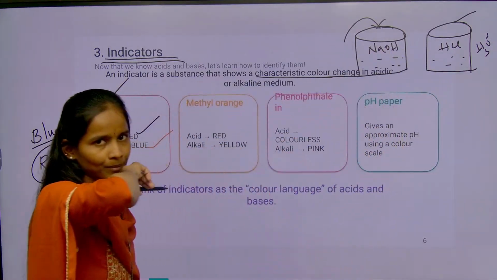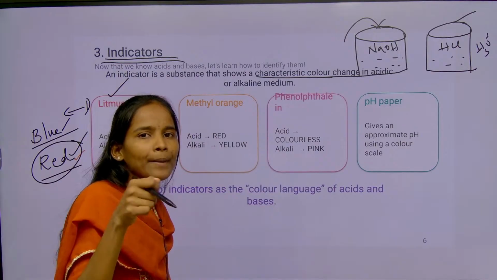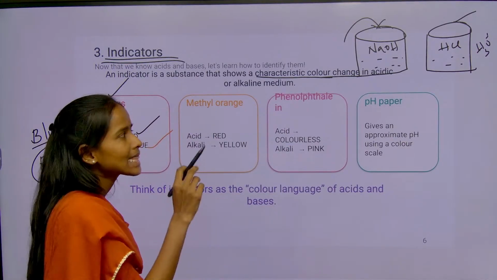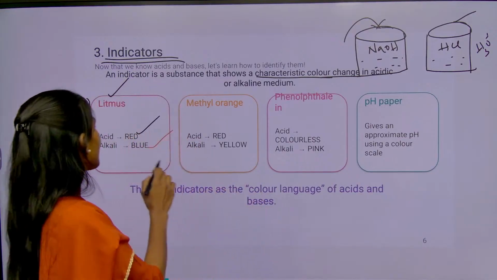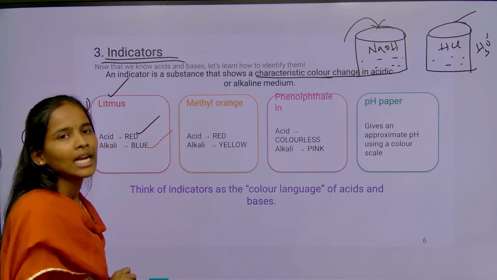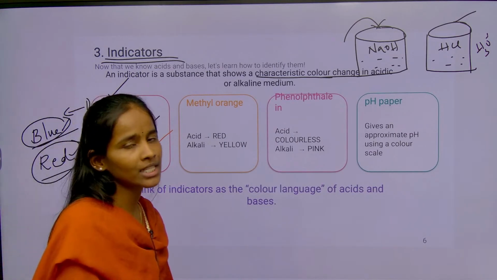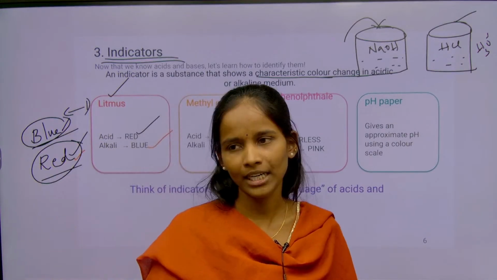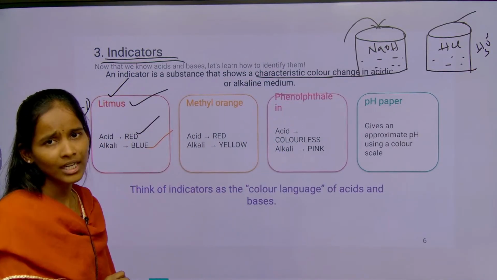What will happen? So the answer is there is no change. If we are dipping red color litmus paper in the acids, it will not change into any color. Similarly, if we are taking blue color litmus paper and dipping it in the NaOH solution, then also there is no change in the color of the litmus. Now, this is one natural indicator.